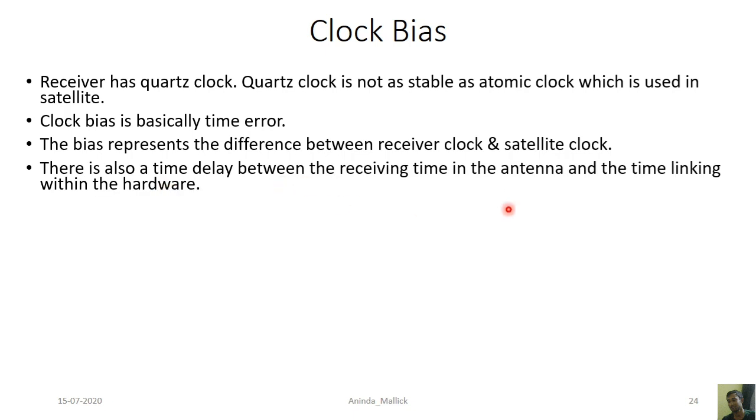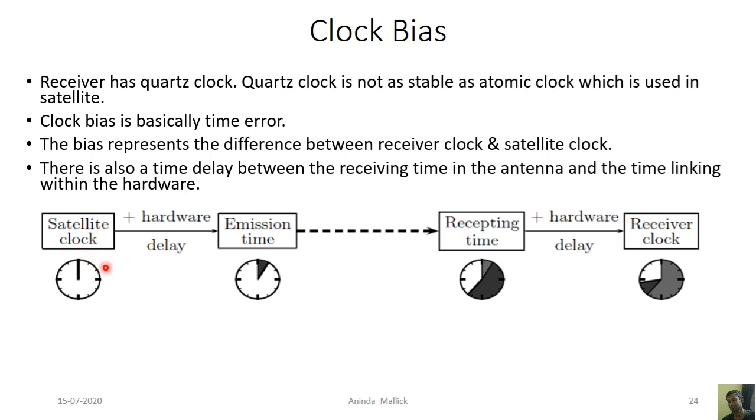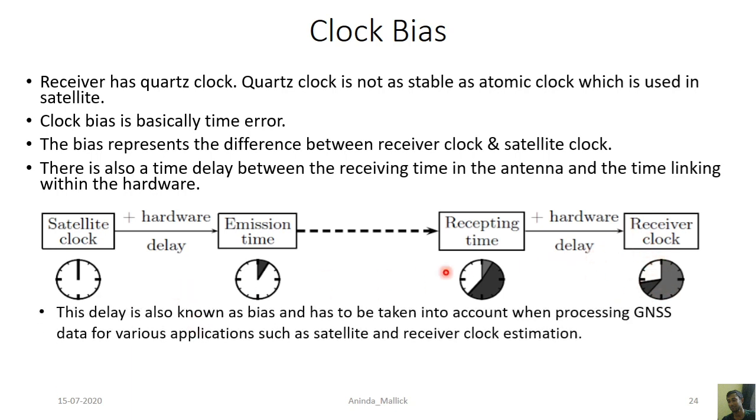There is also a time delay in the hardware. Suppose the satellite clock is there, so there is a hardware time delay between the satellite clock and the time of emission of the signal, and there is also another hardware time delay between receiving the signal and the receiver clock. This delay is also known as bias. Basically, bias is the time error.